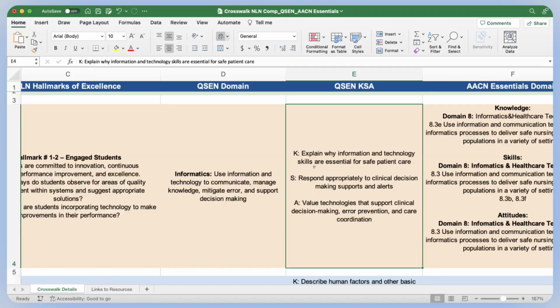So one example for knowledge is having students explain why information and technology skills are essential for safe patient care. A skill could be students being able to respond appropriately to clinical decision-making supports and alerts, okay? So making sure that they're responsive to these alerts that they may see come across or that they may observe when they're in the clinical setting. And then A, attitudes: students being able to demonstrate value associated with technologies that support the clinical decision-making, error prevention, and care coordination.